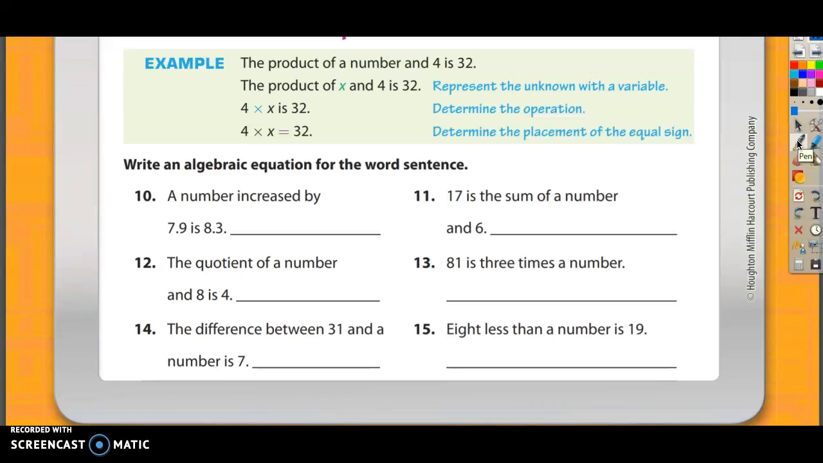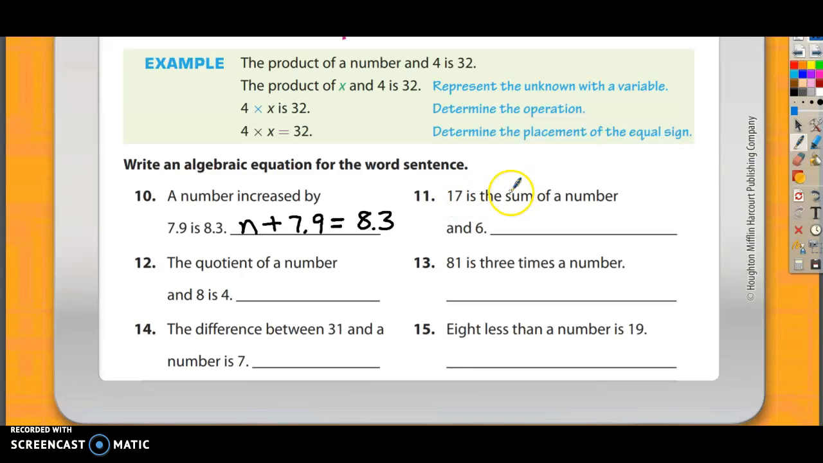Number 10 says a number increased by 7.9 is 8.3. That means an unknown number, something like n. Increased means add. 7.9 is, that means equals 8.3. The answer to number 10 needs to look something very similar to that. Something, a variable, plus 7.9 equals 8.3.